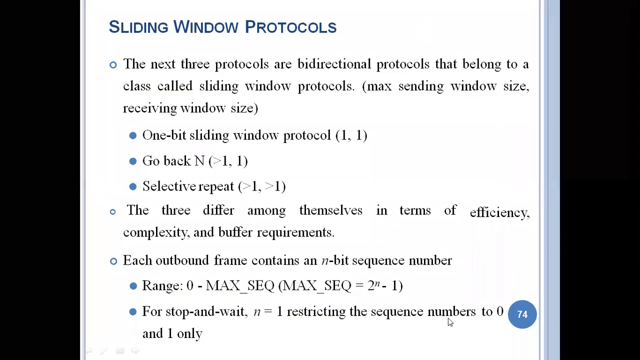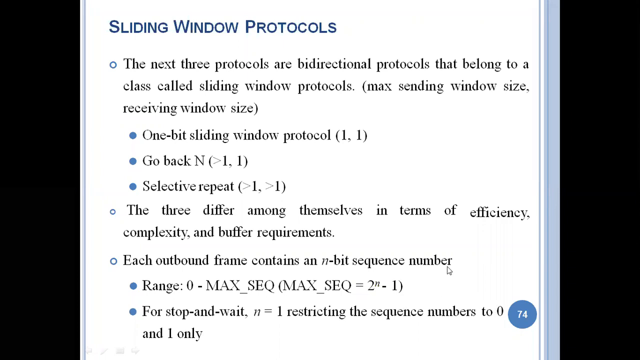So these are the three sliding window protocol methods: the 1-bit sliding window protocol, the go back n sliding window protocol, and the third one is the selective repeat protocol. The three differ among themselves in terms of efficiency, complexity, and buffer requirement. Based on these three, we can distinguish the one bit sliding window protocol, the go back n protocol, and the selective repeat protocol.